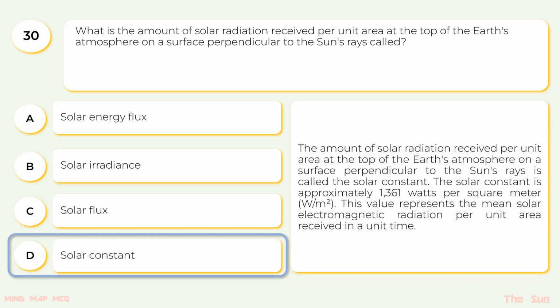The amount of solar radiation received per unit area at the top of the Earth's atmosphere on a surface perpendicular to the sun's rays is called the solar constant. The solar constant is approximately 1361 watts per square meter. This value represents the mean solar electromagnetic radiation per unit area received in a unit time.